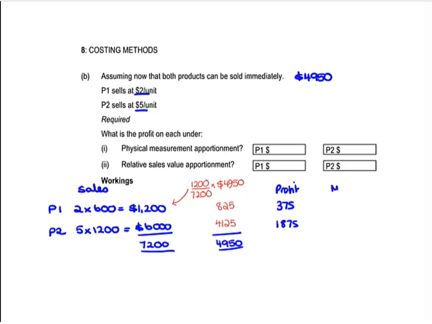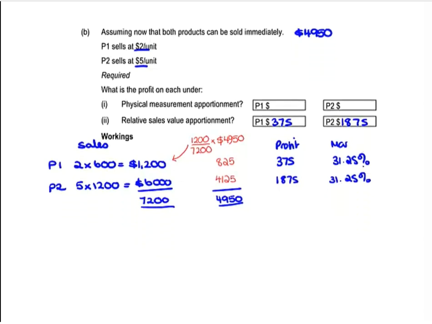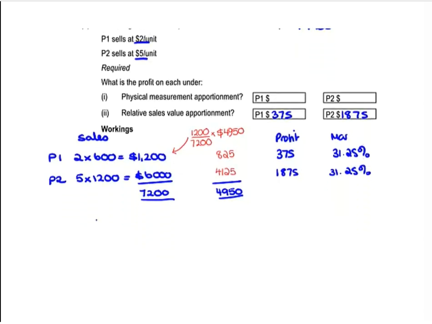And what you'll notice is that the profit margin percentage is the same for both of the products because we've used this relative sales price to work out the proportion of costs to allocate. So if we look at the profit then and relative sales value, we've got 375 for product 1 and 1,875 for product 2. However, what about if we use the physical measurement to apportion the cost, so the amount of output?